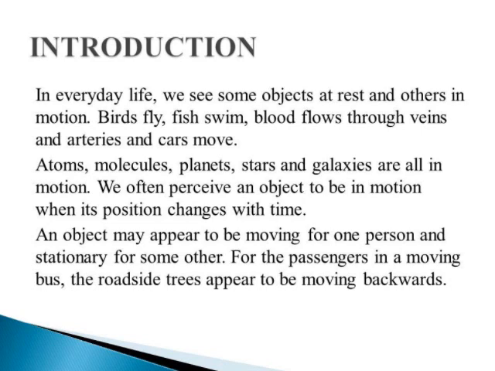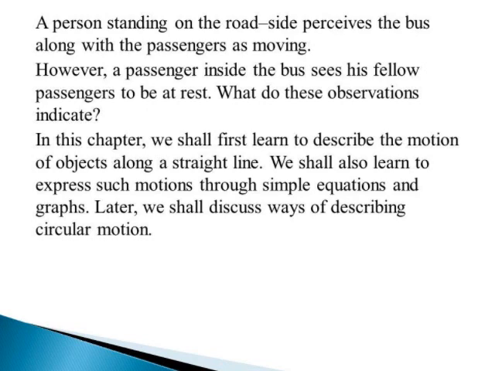We often perceive an object to be in motion when its position changes with time. An object may appear to be moving for one person and stationary for some other. For the passengers in a moving bus, the roadside trees appear to be moving backwards. A person standing on the roadside perceives the bus along with the passengers as moving. However, the passenger inside the bus sees his fellow passenger to be at rest. What do these observations indicate?